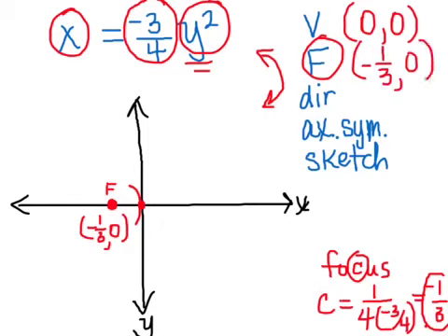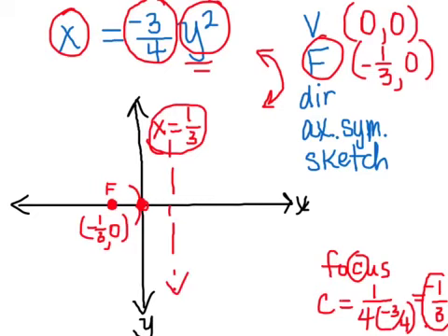What it also tells us is how far the directrix is now going to be from the vertex. The vertex is at (0, 0). The directrix will be 1/3 in the other direction away from the vertex, and so this will be the vertical line, x equals 1/3, because it's in the positive direction, 1/3. And so it's a vertical line, x equals positive 1/3.